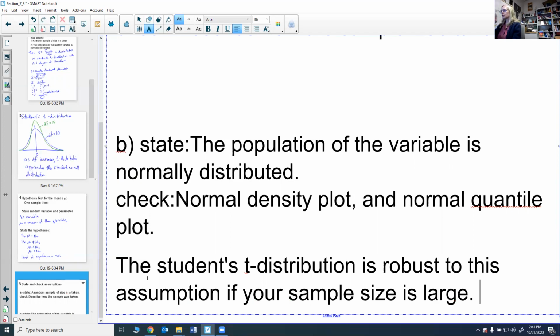So you probably should look first to see if you have a normally distributed population. And if you don't, then as long as you have a large enough sample, and by large we really mean bigger than or equal to 30, but even bigger than that would be good, then you can say that it's okay that it's not normal because the test is robust to this idea.